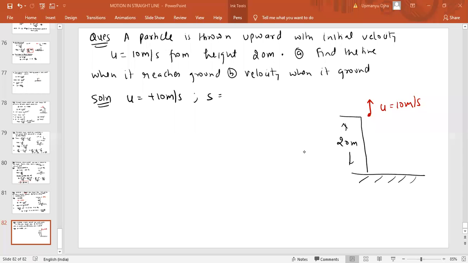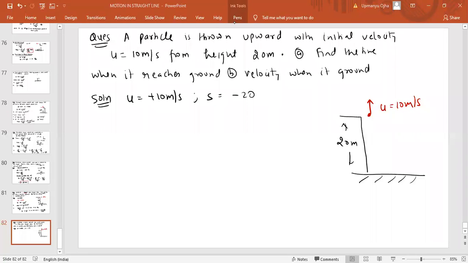That is why I told you, when I was explaining the equation of motion, S is the displacement of the particle. It is not the distance covered. Which means S will be minus 20 only. Did you get this point or not? Even though the particle has traveled to the maximum height and then again come back to the ground, still S will be minus 20 only. The reason is that it is the displacement of the particle.